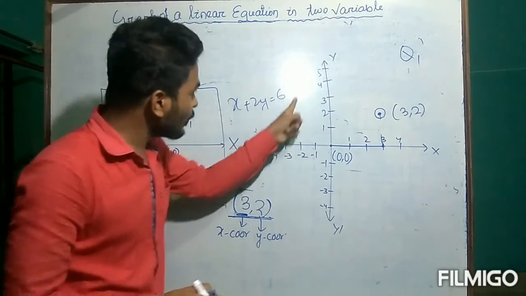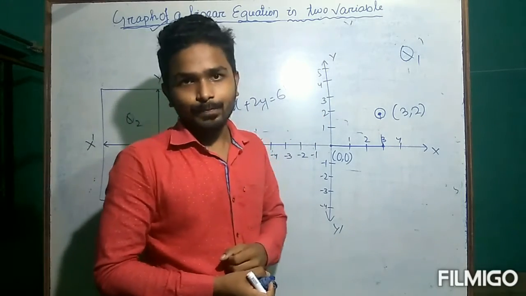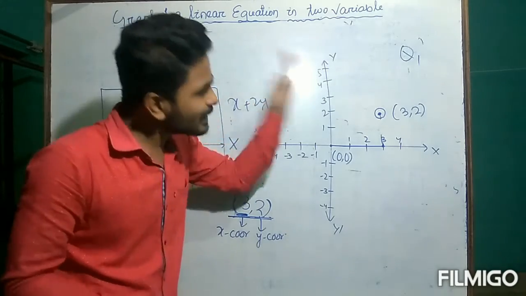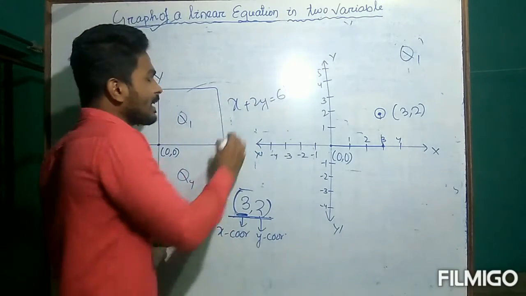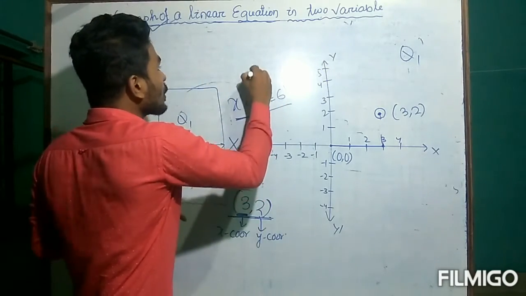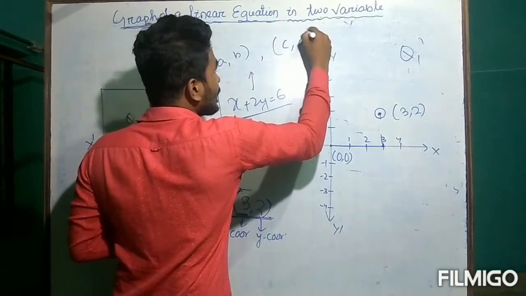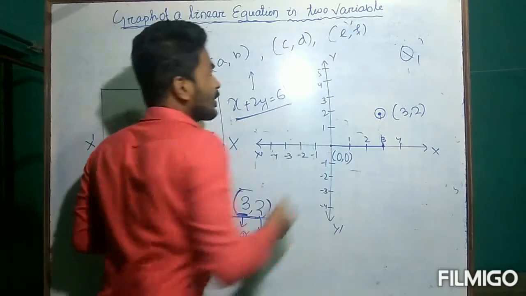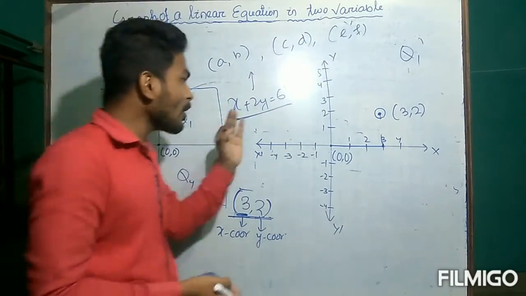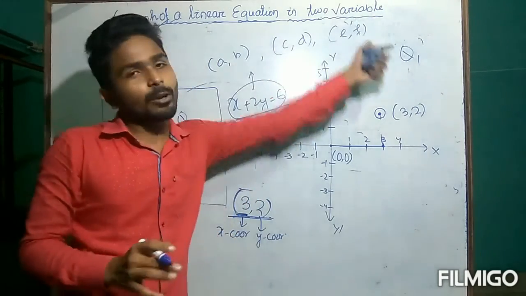If we can convert this linear equation in 2 variables into some points, some ordered pairs, then we can easily represent it on the number line. I mean to say that if we can convert this linear equation in 2 variables into some points, suppose AB, another point suppose CD, another point suppose EF, then we can represent those points on the number line. So now our target is to convert this linear equation in 2 variables into point format.